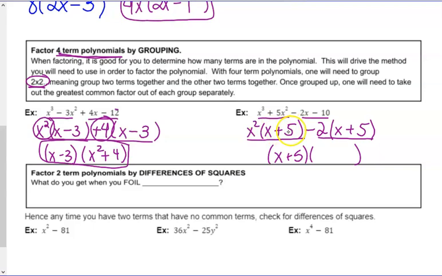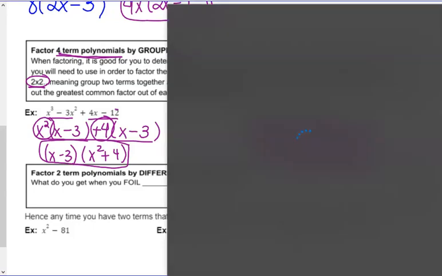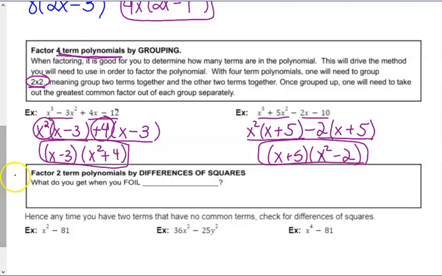So I have x plus 5 that I would bring out front. So if this is gone, what am I leaving behind? It is that x squared. And if this is now gone, what am I leaving behind? It's what's in front, and that would be a minus 2. And that would be my final answer there for that 2 by 2 grouping with a 4-term, excuse me, polynomial. Okay? All right, very good.